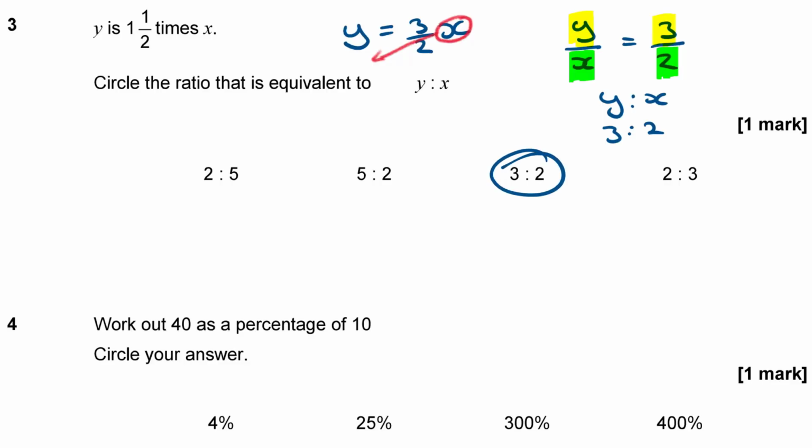So as I said, the easiest way I found to do these is just to try and rewrite whatever equation you've been given in the form like this of one unknown over the other, and then you can read these two numbers off here as your ratio. Okay.